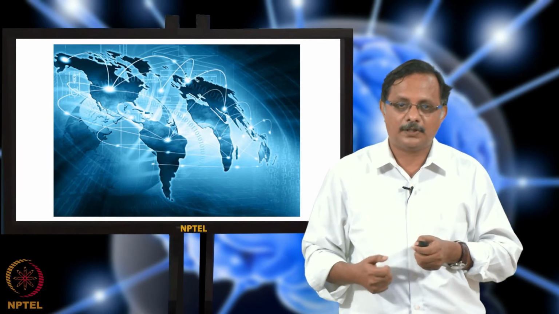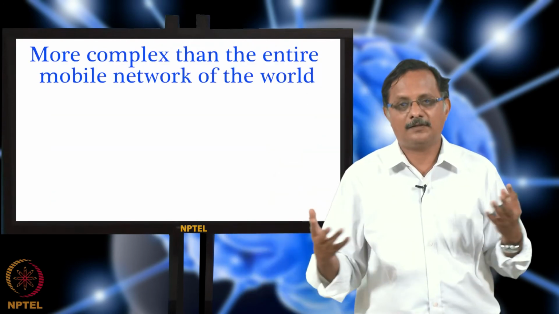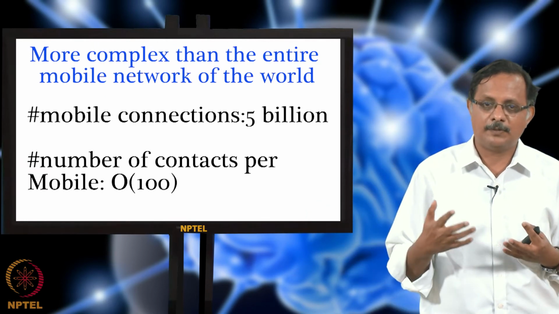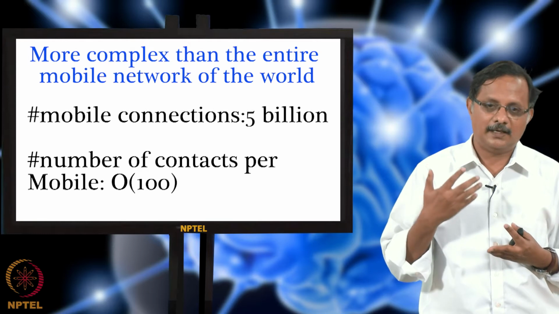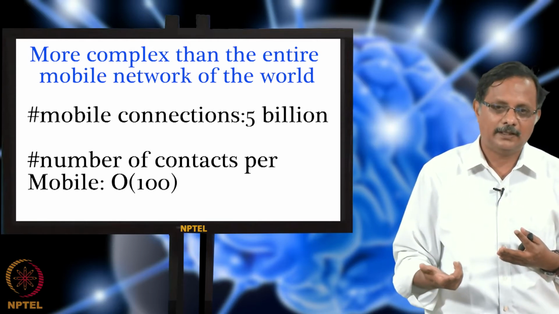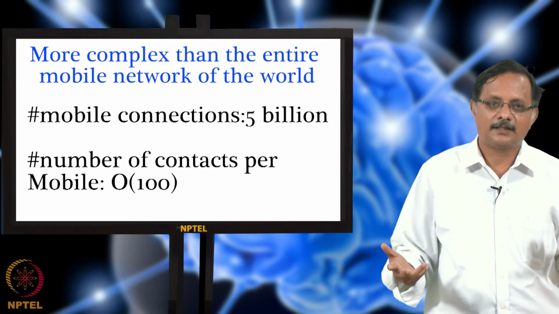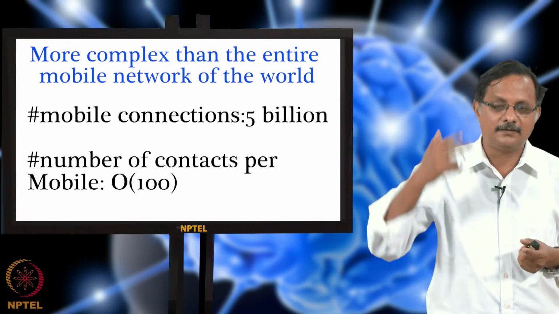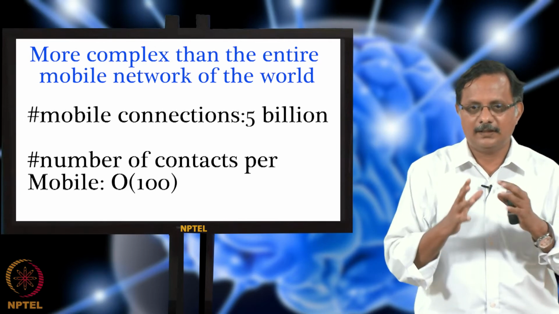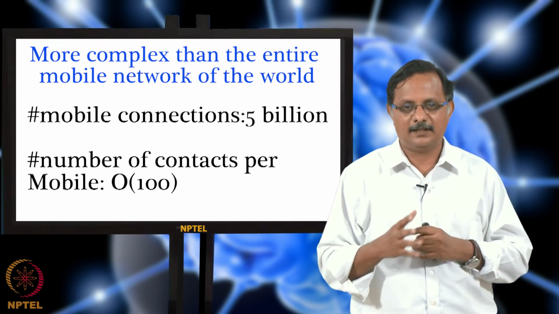In this respect, you can compare the brain with the entire mobile network of the world. The planet has about 7.5 billion people, and among them about 5 billion are supposed to have mobile connections. Let us assume that each person has a few hundred contacts on the mobile. That network is nothing compared to the network that you have right here inside your cranium. So in a nutshell, that is what is special about the brain, and it is really an amazing organ for these reasons.